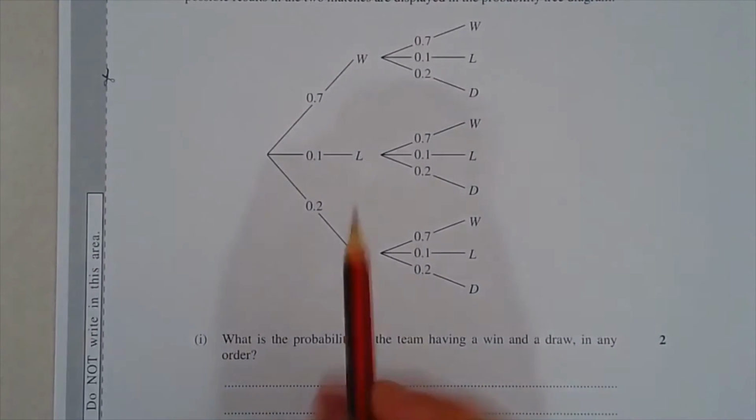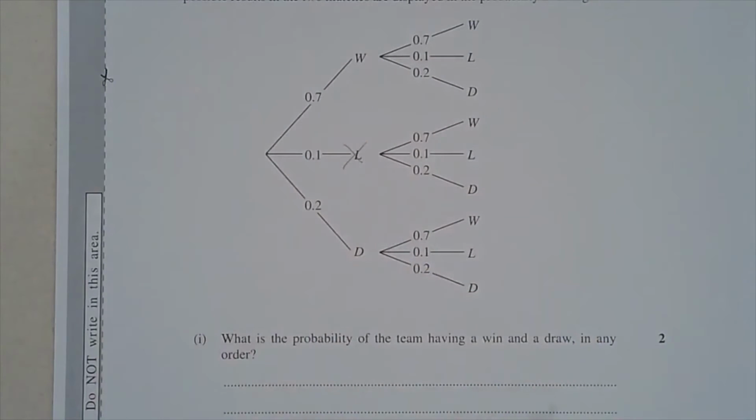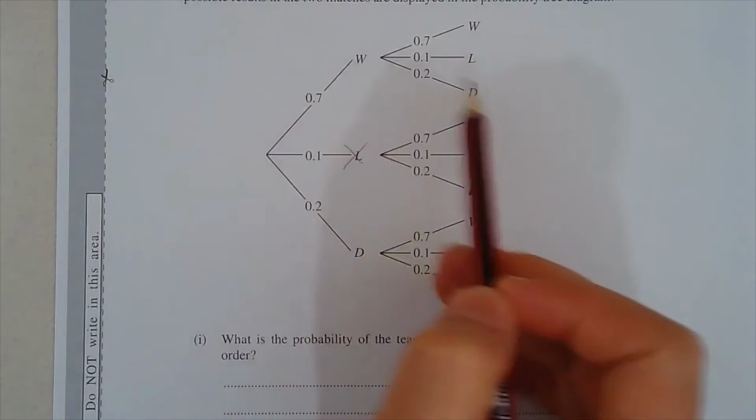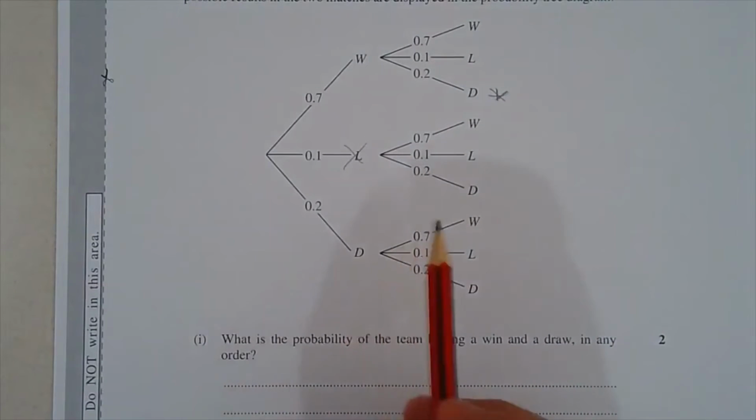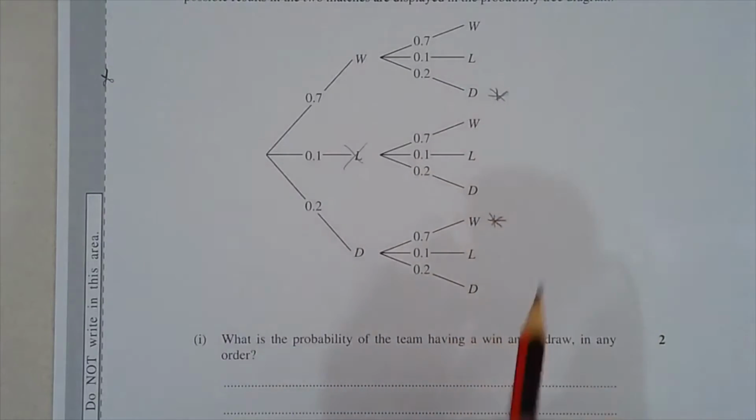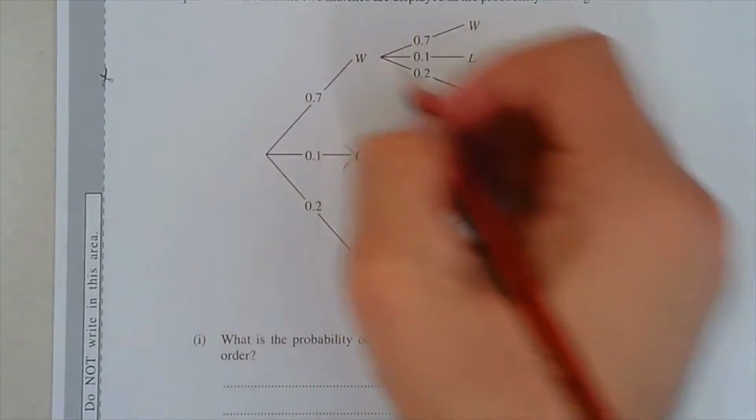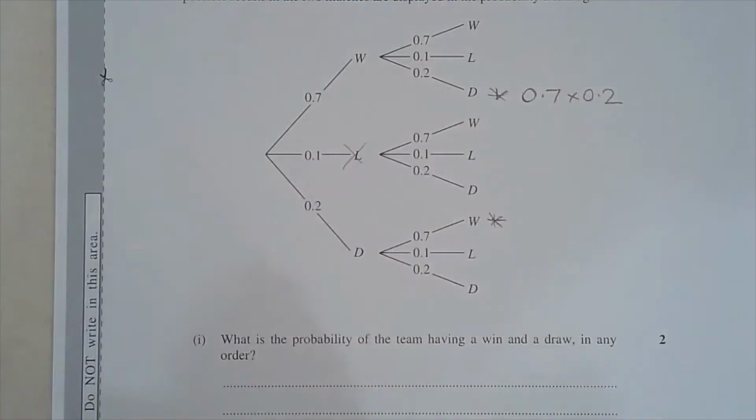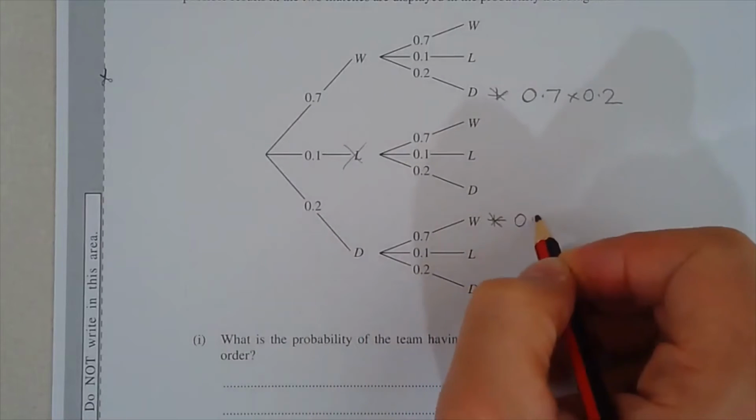So first of all, we can discount the loss. Okay, so we don't include that. So win, draw in any order. So we've got win and draw. So we have this one there. So that outcome. And we also have a draw and a win since it's in any order. So we have this outcome here. So we multiply the probabilities together, along the branches of the tree. So 0.7 times 0.2. That's for a win and a draw. And 0.2 times 0.7 for a draw and a win.